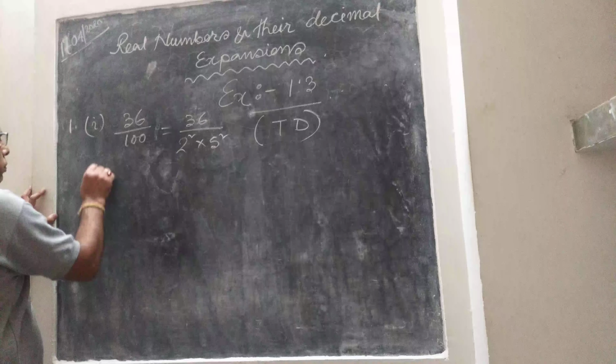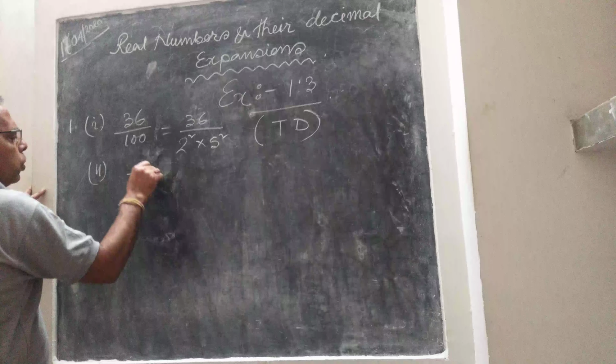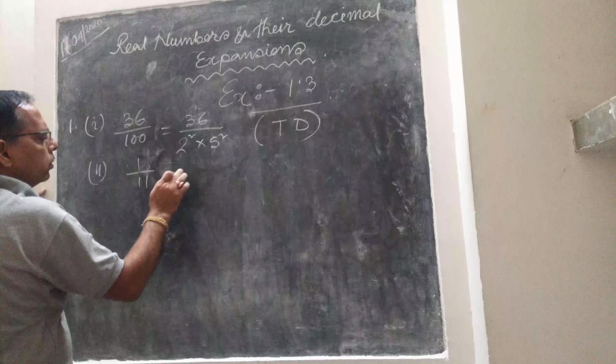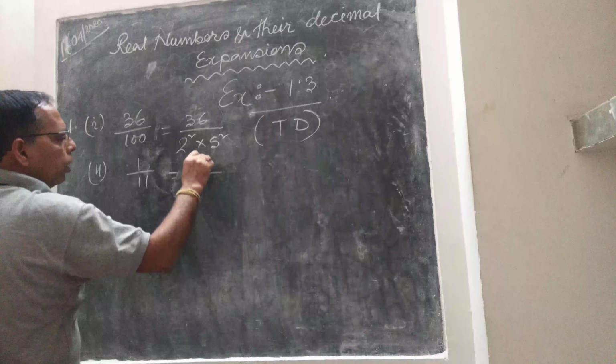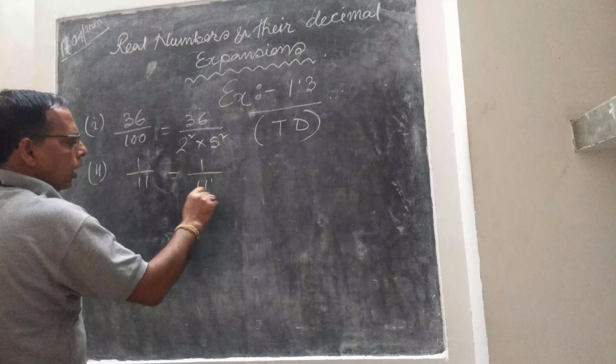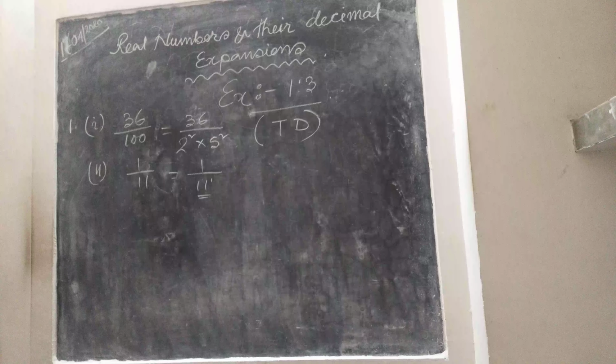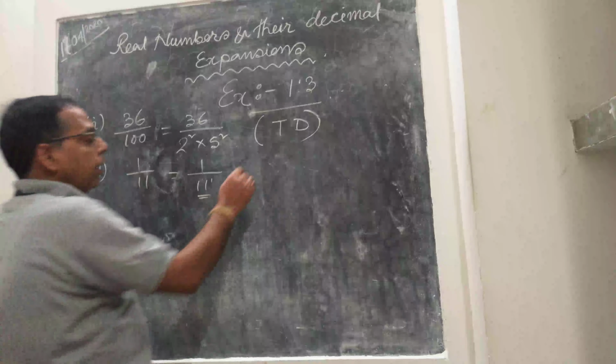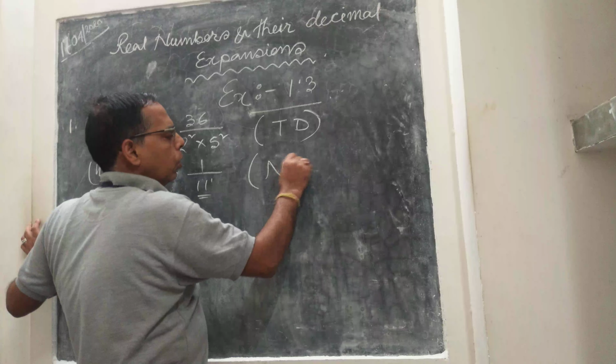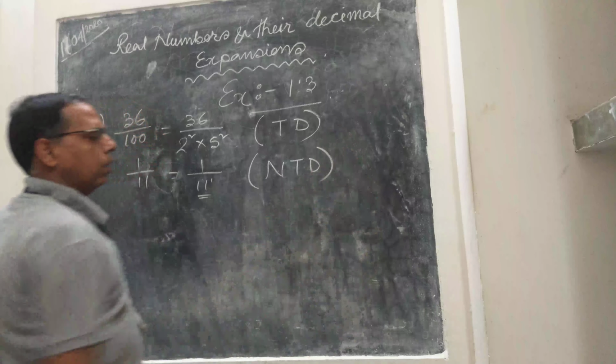Next, let's see. Part 2, 1 by 11, equal to 1 by 11 to the power 1. It does not fall under that. So it is a non-terminating decimal.